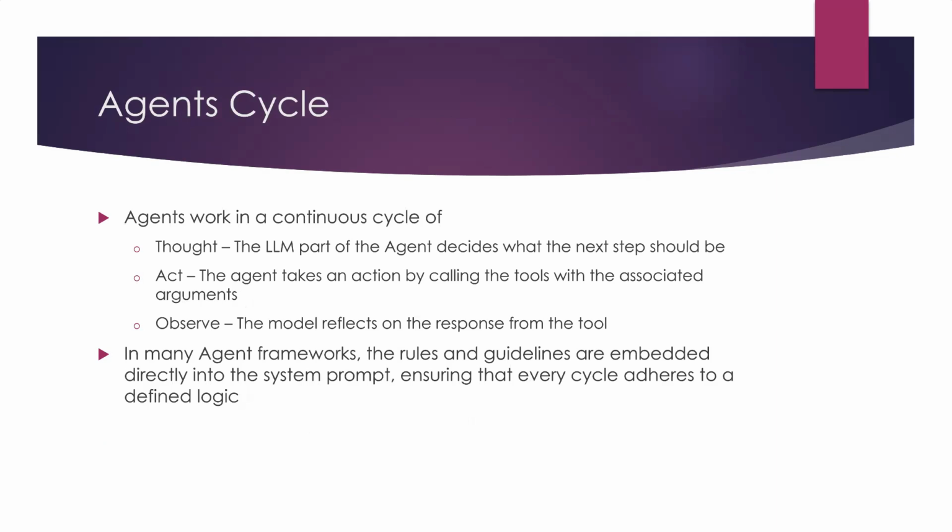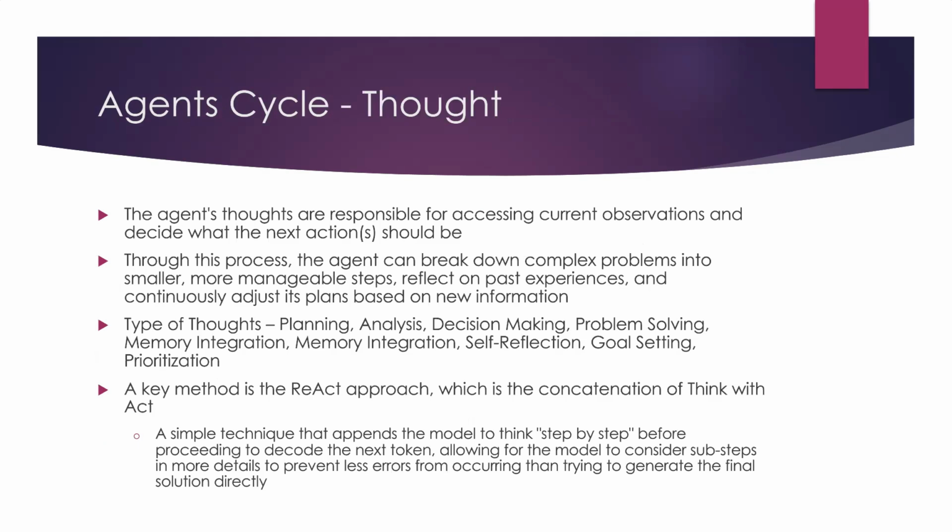Agents work in a continuous cycle of thought, which is when the LLM part of the agent decides what the next step should be; act, where the agent takes an action by calling the tools with the associated arguments; and observe, where the model reflects on the response from the tool. In many agent frameworks, the rules and guidelines are embedded directly into the system prompt, ensuring that every cycle adheres to a defined logic. Now, we're going to go into more detail of what these three steps mean. First, the agent's thoughts are responsible for assessing current observations and deciding what the next action should be.